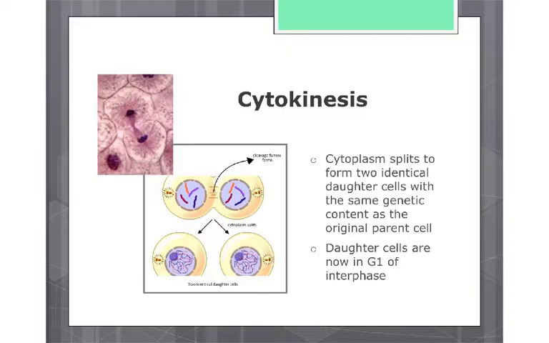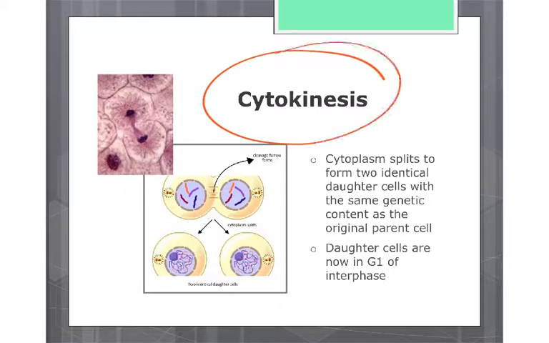Now, cytokinesis is when the cytoplasm splits to form two identical daughter cells with the same genetic content as the original parent. So when I look here, cytokinesis is the physical splitting. They are going to split into two cells. Looking at the diagram, I know that cells are close to each other, so they're sometimes hard to distinguish if they have been fully split, but there will be enough information given to you to show you that it has split.